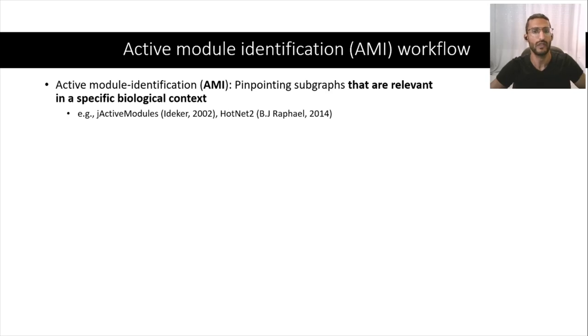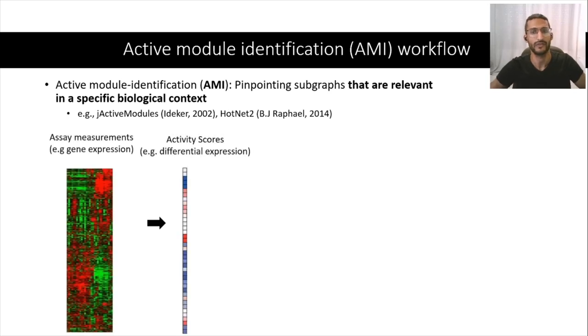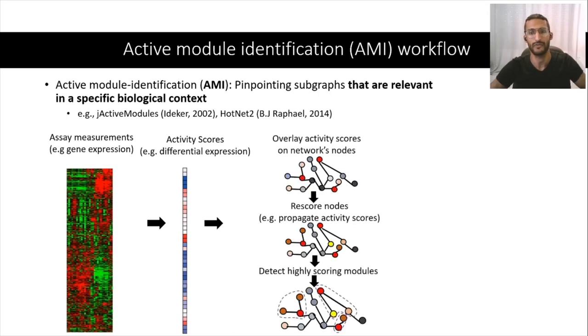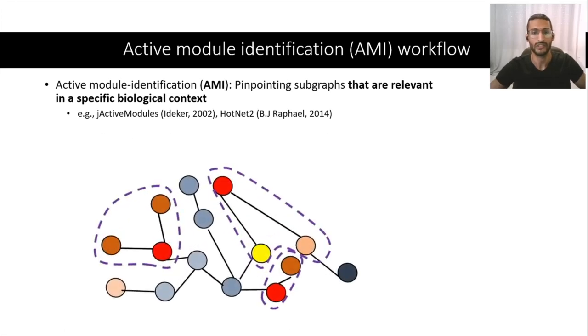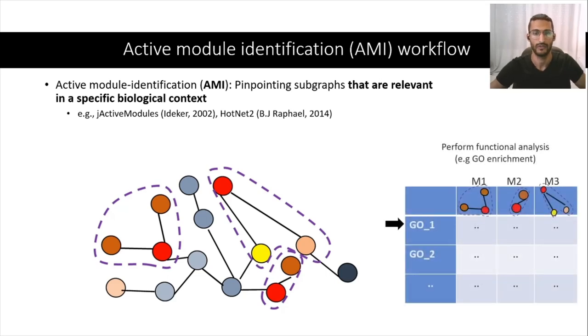So let's review the general pipeline of a typical AMI method. It starts by computing activity scores for our specific genomic profile. Then, these activity scores are overlaid on the nodes of the biological network. Typically, an AMI algorithm rescores the nodes of the network using some computational technique, such as network propagation. And finally, it detects highly scoring modules. Now, in order to explore the biological meaning of each module, they are subjected to a functional enrichment analysis, commonly against the gene ontology, or GO for short. This analysis yields a two-dimensional table where each module gets an enrichment score for each GO term.